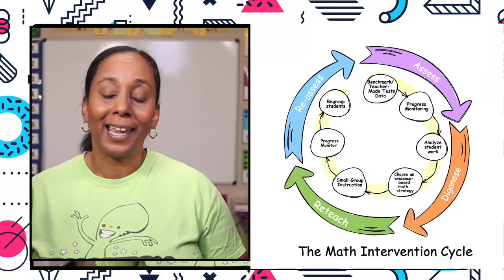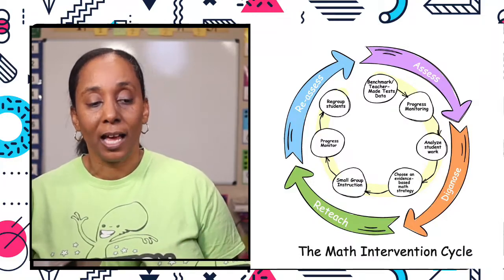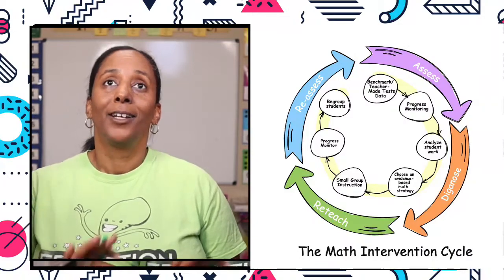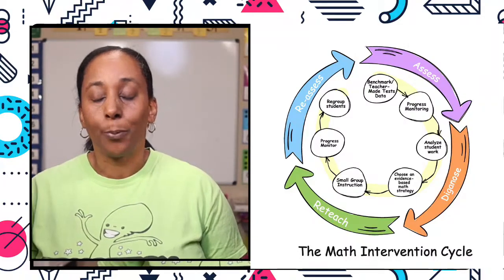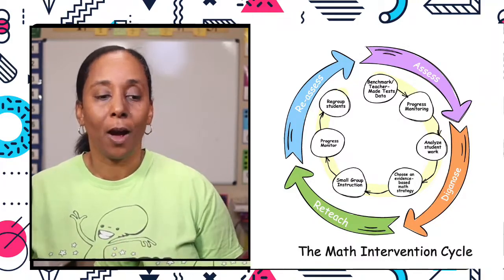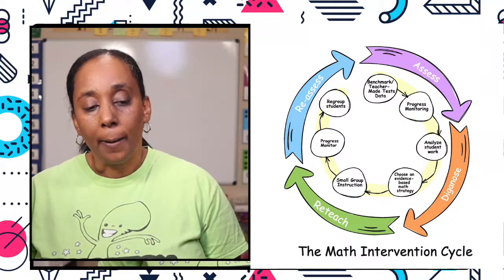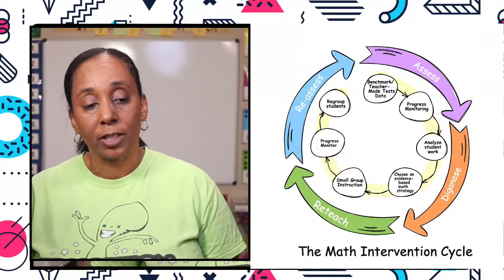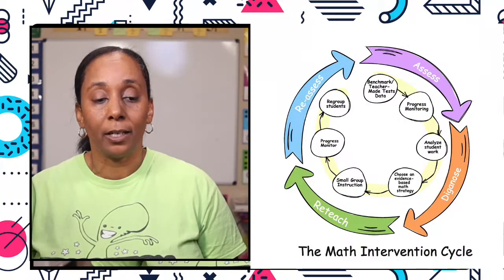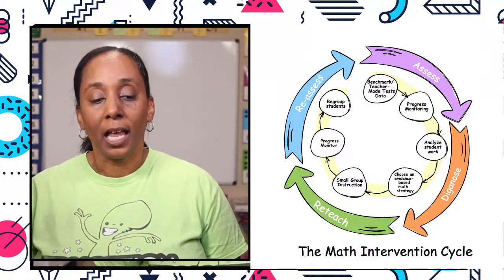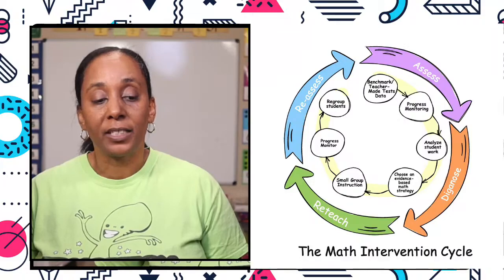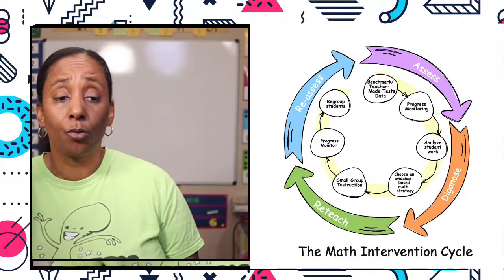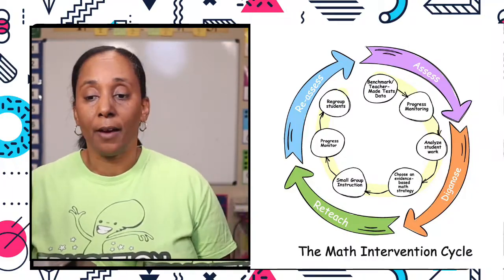So make no mistake, intervention is ongoing, just like this cycle. It constantly is a circular process. So under the assess, you have your benchmark, teacher-made tests. Those are all data, progress monitoring, analyze student work, choose an evidence-based math strategy. Your small group instruction, it could be whole group. Intervention doesn't always have to be small group.